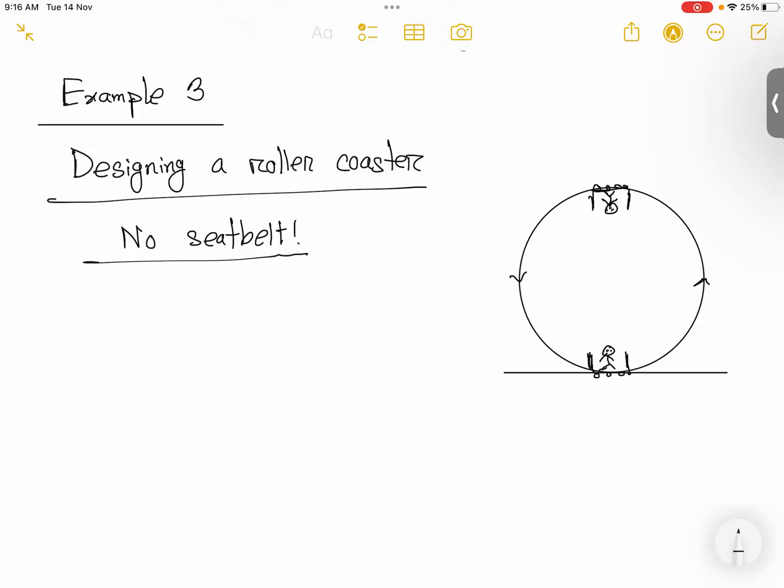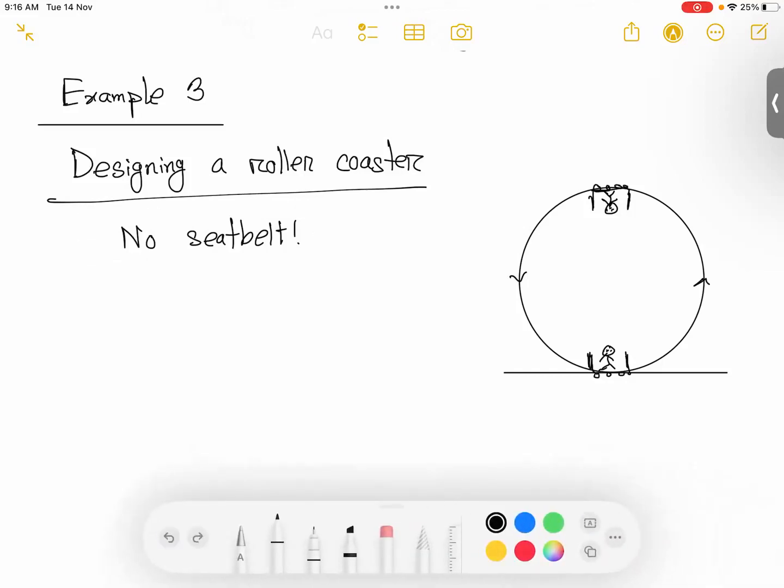It's not obviously recommended. Whenever you design a roller coaster, you'll make sure that there are seat belts. But for the sake of our example, let's say there is no seat belt. So you are trying to design a roller coaster that is very risky, but at the same time very entertaining or very thrilling. Okay?